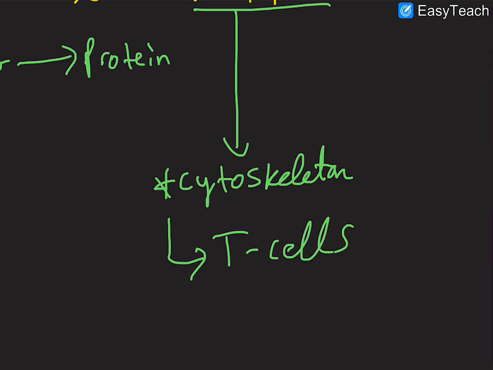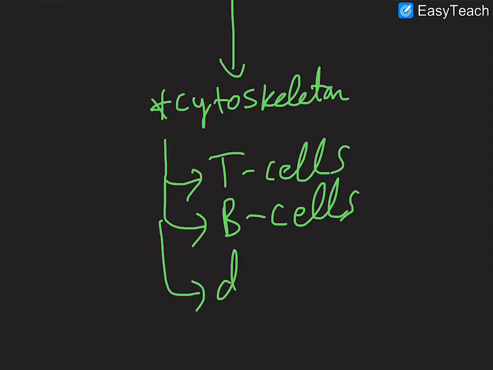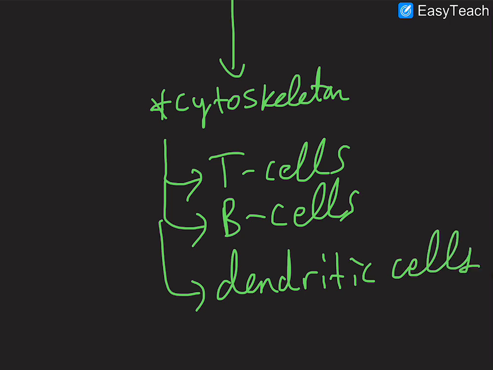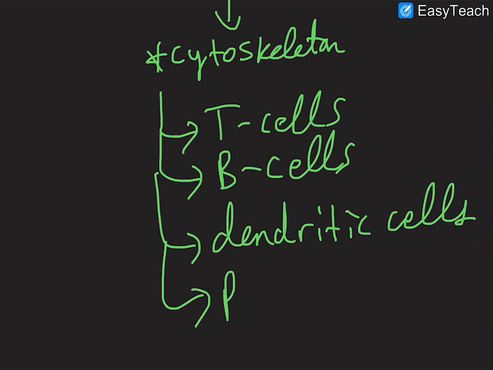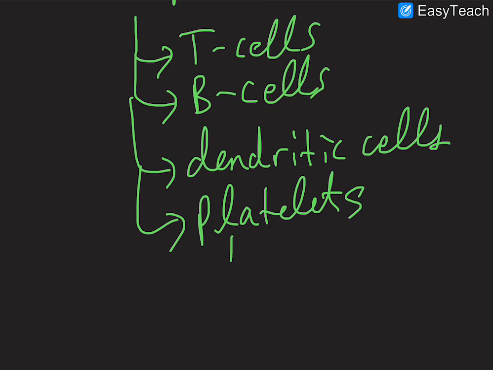So our T cells, we get T cell dysfunction. It affects our B cells, so we get B cell dysfunction. It affects our dendritic cells, so our dendritic cells don't work properly. And it turns out it affects our platelets too, actually leading to small platelets. And we'll discuss why that's important.